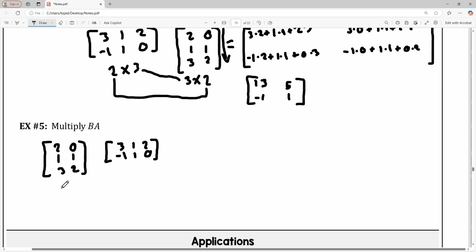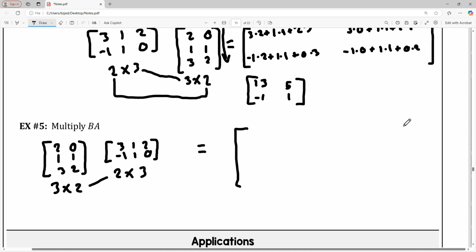So matrix B is a 3 by 2 matrix. It has 3 rows by 2 columns. Matrix A here is a 2 by 3 matrix. It has 2 rows and 3 columns. Since these numbers are the same, I absolutely can multiply them. My final answer, however, is going to now be a 3 by 3 matrix.